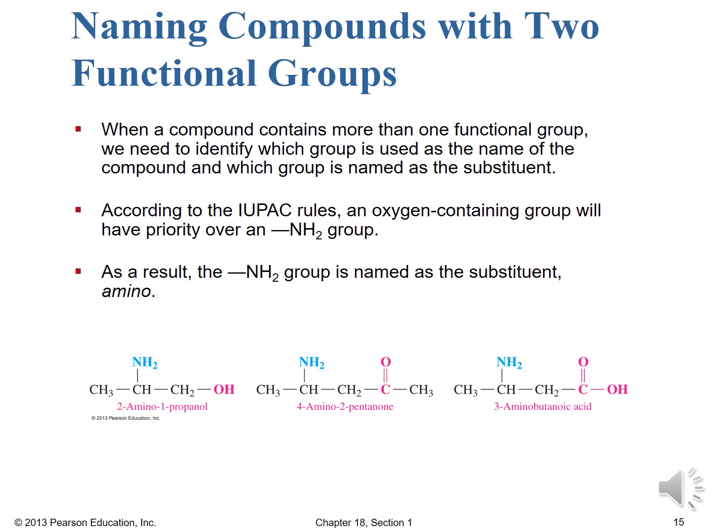So we dealt with some amino alcohols last chapter. We have here a few examples, at least in the first case, another amino alcohol, 2-amino-1-propanol. Then we have an amino ketone in the middle there, 4-amino-2-pentanone, and then finally an amino carboxylic acid, 3-aminobutanoic acid. So there we have it. You see those oxygen-containing groups went out over the amino group.